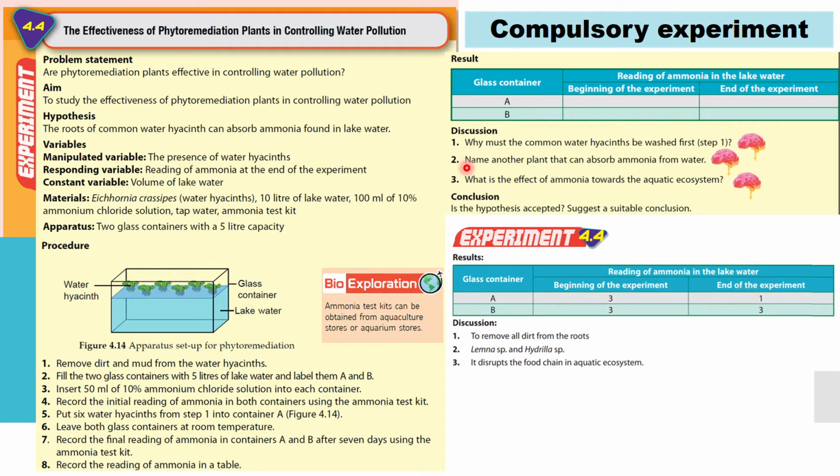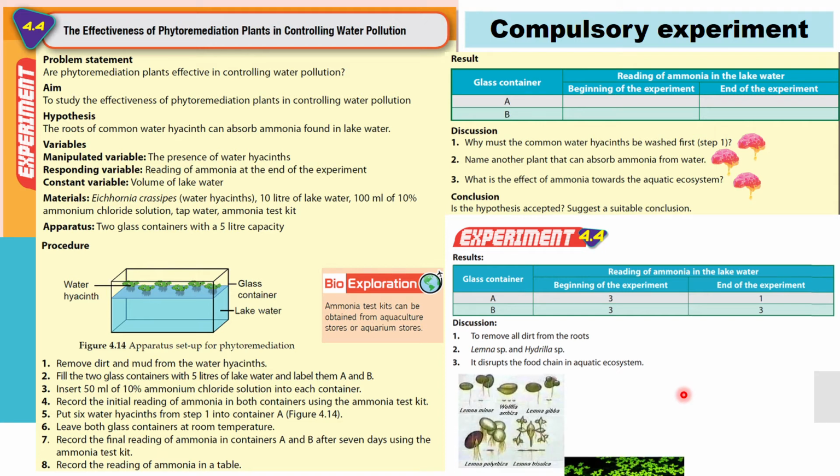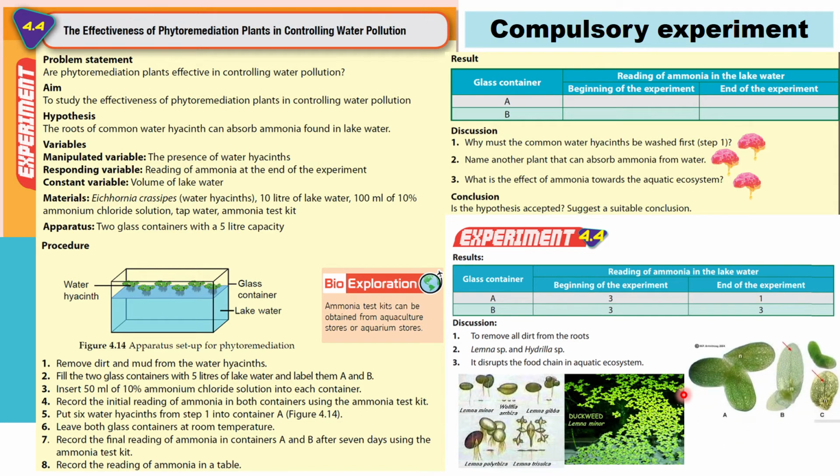Okay, question number 2. Another plant that can absorb ammonia from water is the Lemna species and also the Hydrilla species. Okay, so the picture shown here shows the Lemna species, Lemna minor. So you can see those roots over there. Okay, so this one is on the surface of the lake, and you can see the roots are beneath.